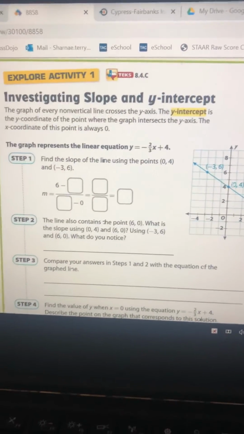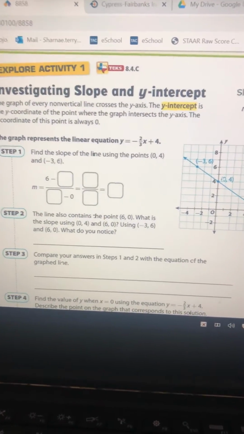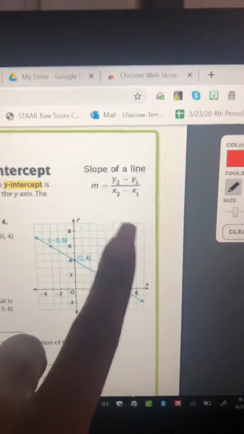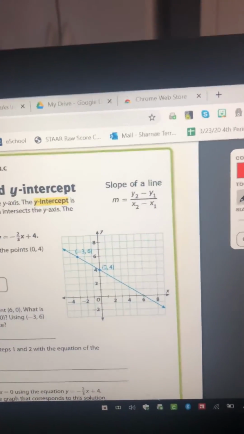All right, so this week we're going to be looking at slope and y-intercept. This is something that we've done plenty of times, okay? We've used this formula a lot. Remember, we put this in our calculator as a fraction, alpha, y equals 1, okay?